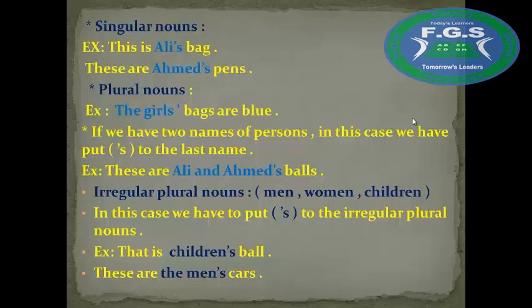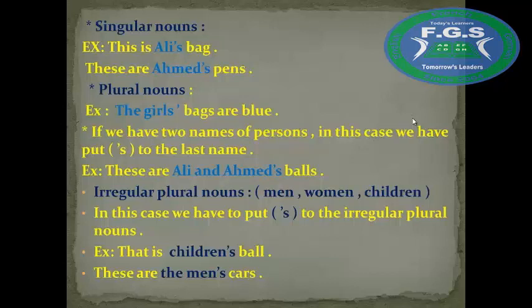But if we have two names of persons, in this case we have to put apostrophe s to the last name. Look at this example. These are Ali and Ahmed's balls. So we have to put apostrophe s to the last name Ahmed, not to Ali. Okay? With irregular plural nouns like men, women, children, people, in this case we have to put apostrophe s to the irregular plural nouns. That is a children's ball. These are the men's cars.